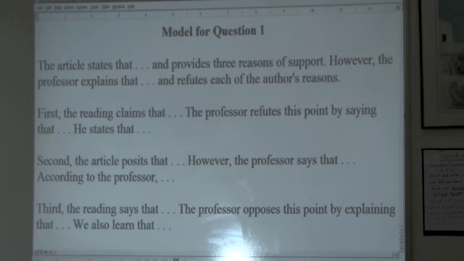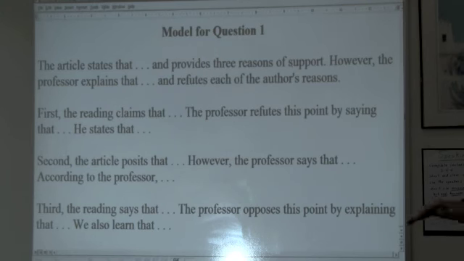The most important pieces of information are in your body paragraphs, and here they are. First, the reading claims that, and then provide reason 1, in 1 sentence only, 2 maximum. Remember, your points don't come from the reading because you always see it. It's always there in your time to write. And then the professor refutes this point by saying that, and then give the beginning of how the professor goes against the author. He states that, she states that, and then give all of the supporting details.